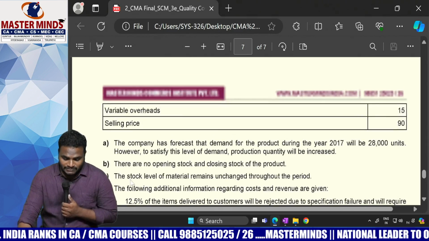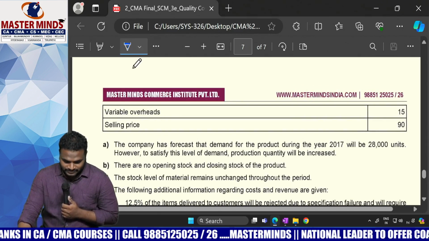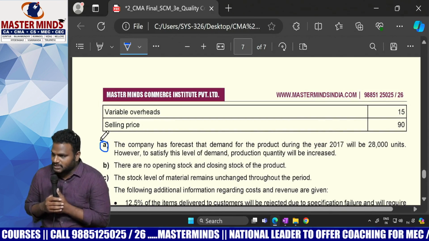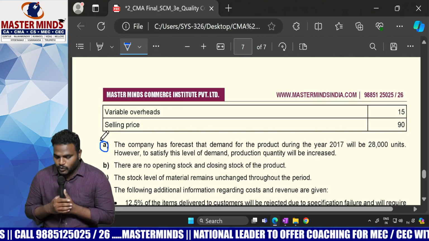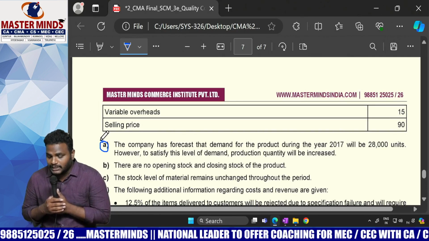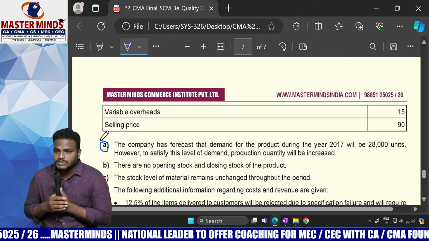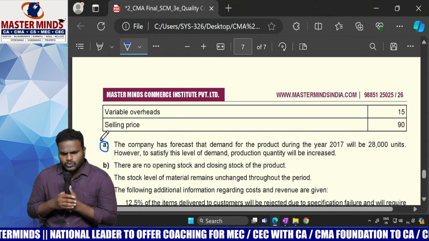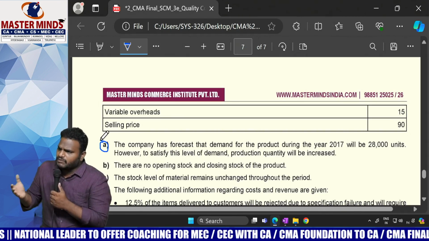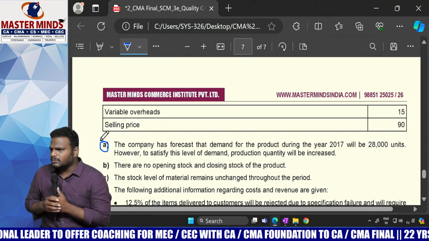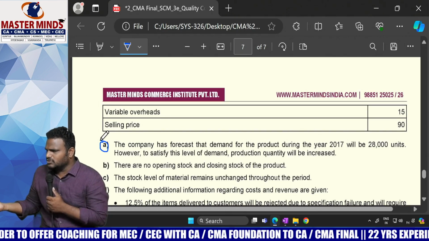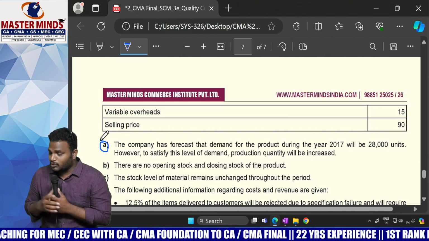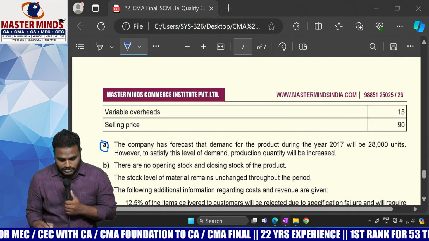Read this first point. The company has forecast the demand for the product during 2017 is 28,000. How many customers want to use your product? 28,000. In order to satisfy this demand, our production will increase. How much should production increase? Will producing 28,000 units be enough? The problem is here only. Now, focus here.